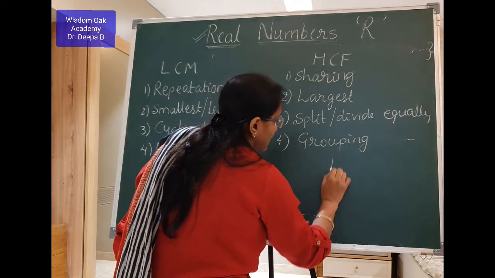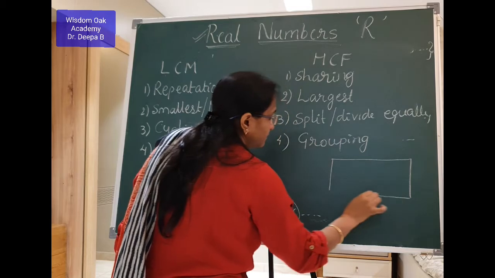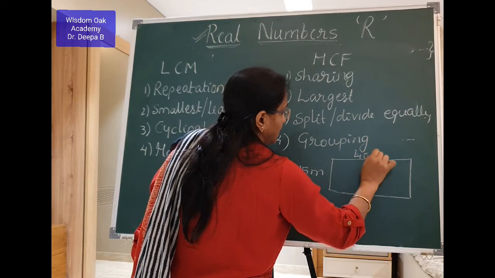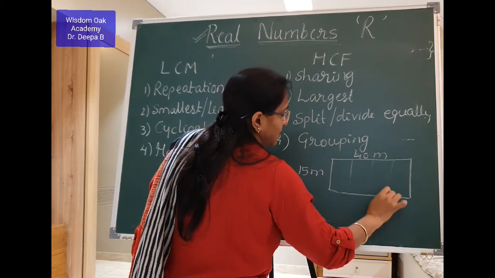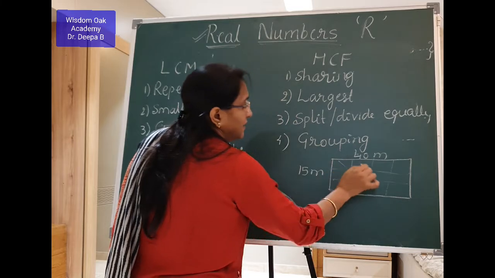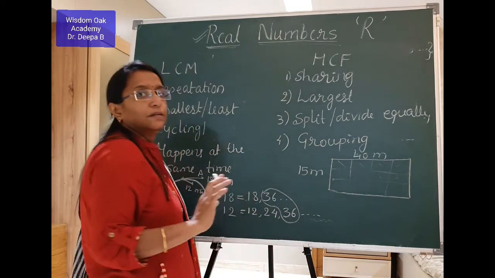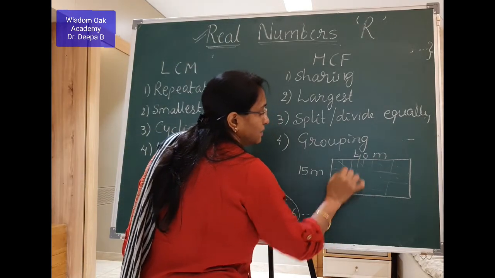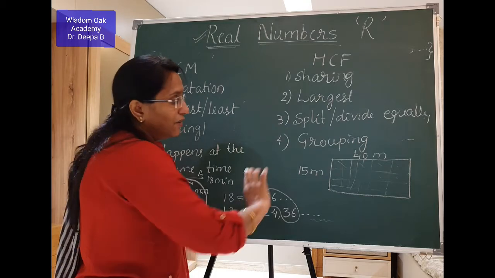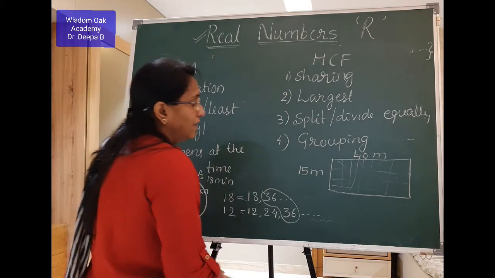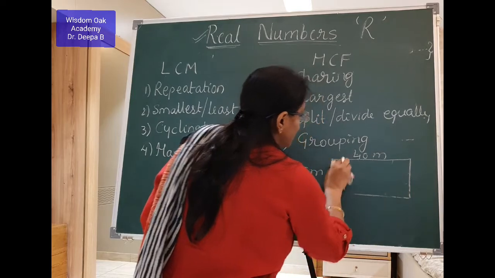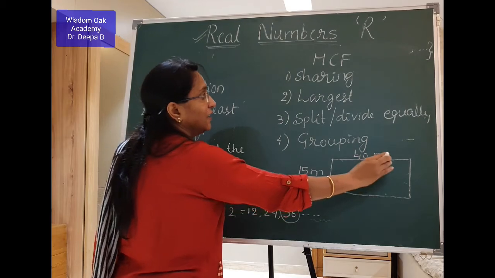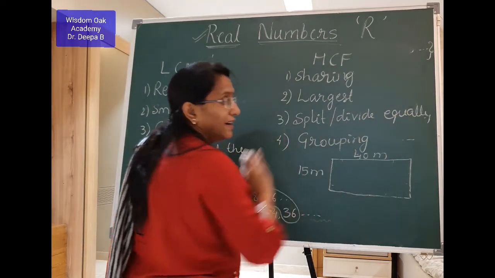Next, HCF. Suppose one window is there. Here it is 15 meter and here it is 40 meter. I want to put a grill like this, but these areas should be equal because it looks beautiful. Otherwise, if you put one bigger, one smaller, it doesn't look good. So at what distance do I need to put the grid? In such cases, this should be divided equally.